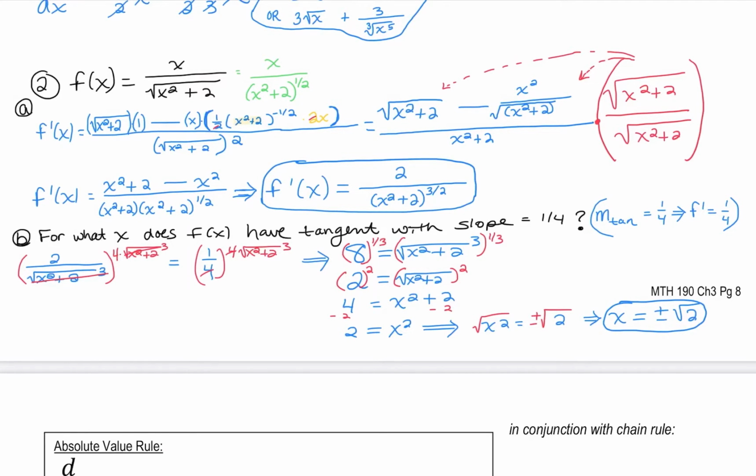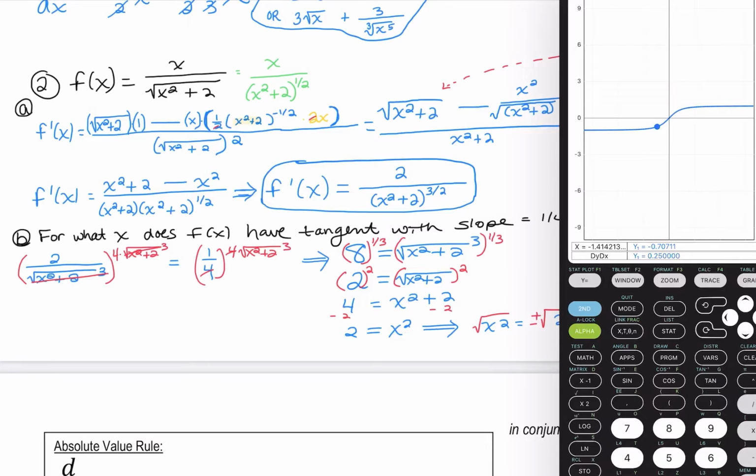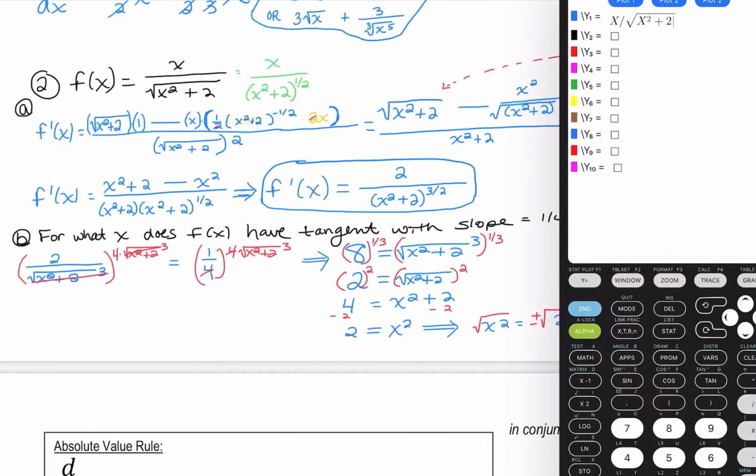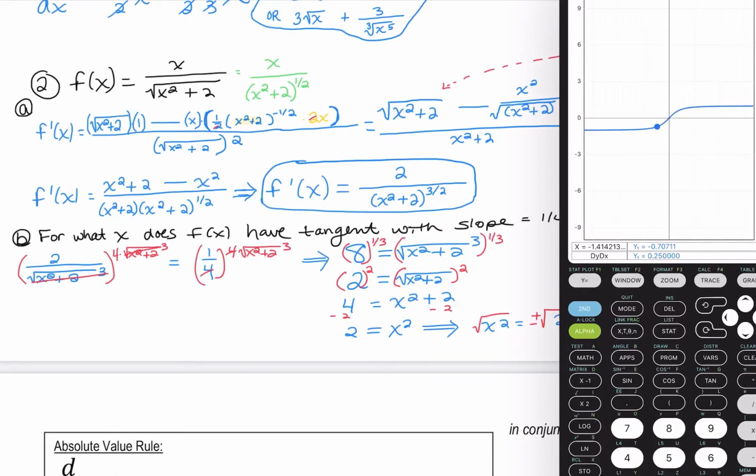But let's also take a quick look at our graphing calculator on that, and take a quick peek here. So I've already taken the liberty of entering in the original function in my y1, x over the square root of x squared plus 2. And maybe go to a zoom standard window. That's the zoom 6.